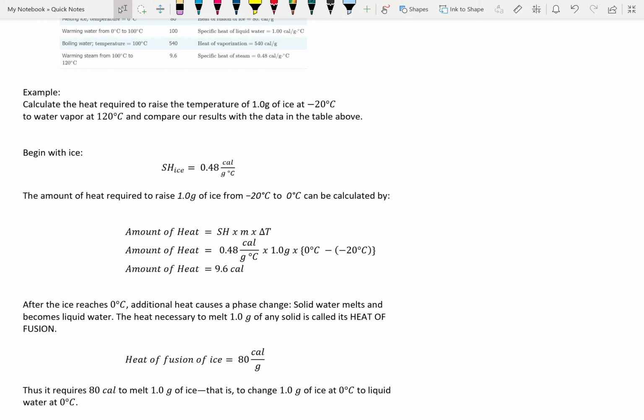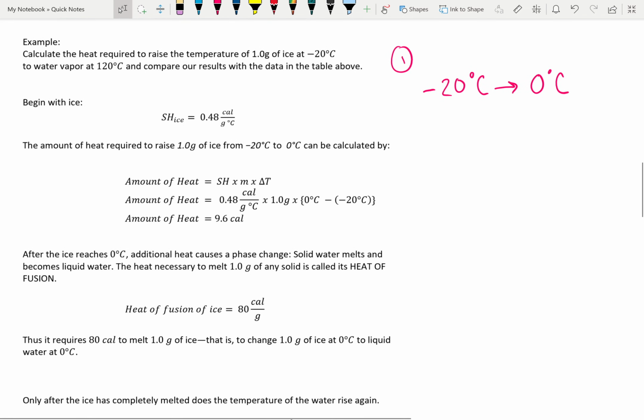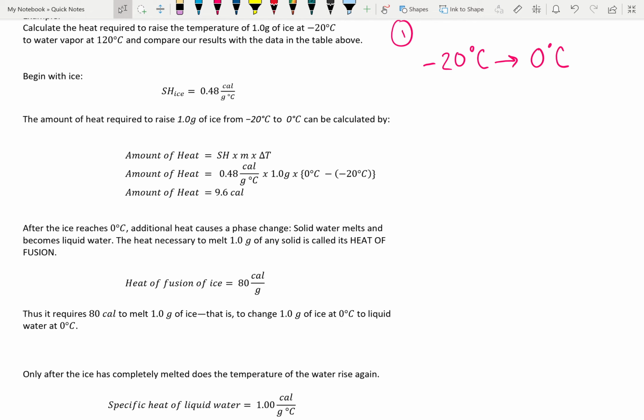So our first step, we're going to go over, so we're going from negative 20 degrees Celsius to 0 degrees Celsius. So this is our step 1. The math is already done here. We end up with 9.6 calories for the amount of heat required to warm up our solid ice from negative 20 degrees to 0 degrees Celsius. So after the ice reaches the 0 degrees Celsius, additional heat causes the phase change. So now we go from our solid to liquid.